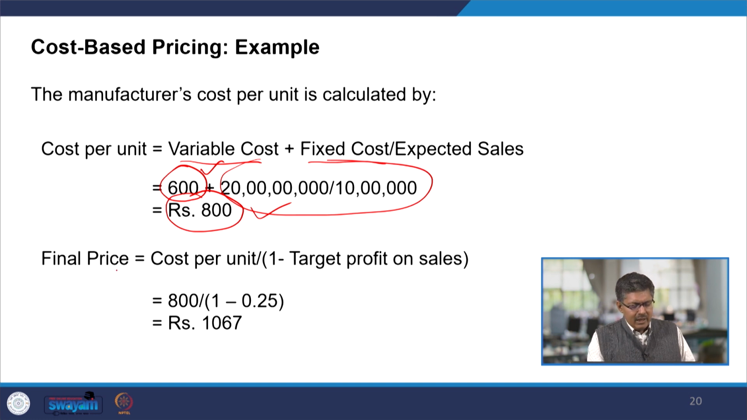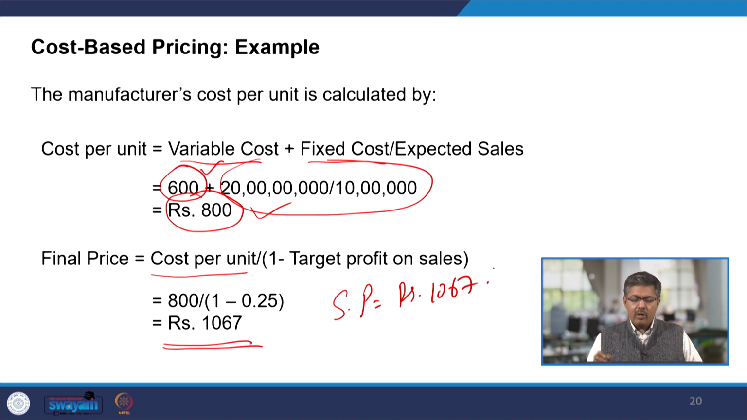So, the final price now is how much? Cost per unit upon 1 minus the target profit. Now, what is the target profit? So, 800 divided by 1 minus 0.25, where 0.25 is the 25% profit that he wants over the sales. Okay. So, that gives me a price of 1067. That means the manufacturer should sell the fan at rupees 1067 in order to get a 25% profit on the cost of its production. Okay.